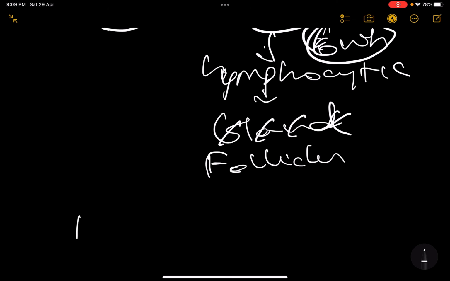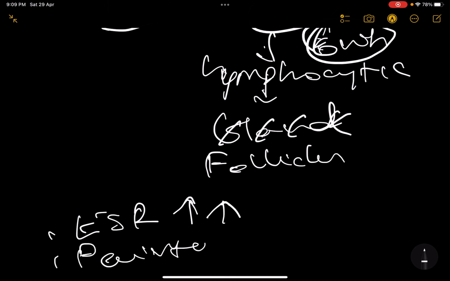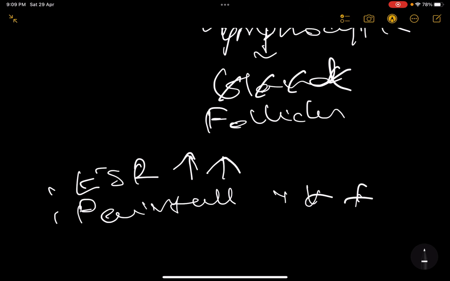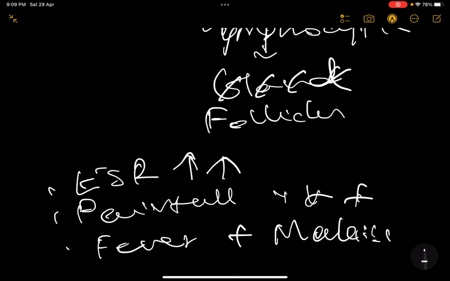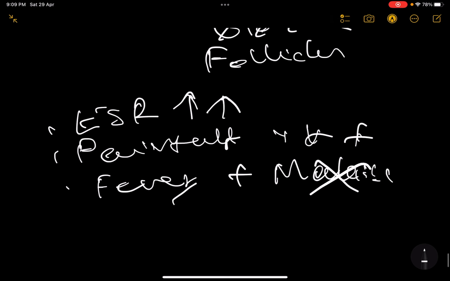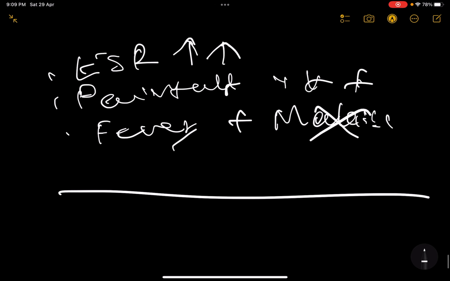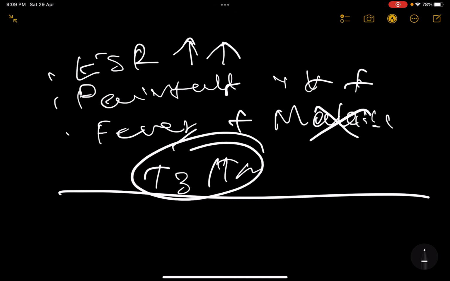Okay, so basically your ESR is pretty much elevated. And is this going to be painful? Yes, this is going to be painful. Will you have fever? Yes, you will have fever. Will you have malaise? Yes, you will have malaise. Malaise is something which we do not really want to talk about, because even Hashimoto can come with malaise, but fever and painful is very important. Management, again, you want to give T3, T4. Obviously, same line of management.